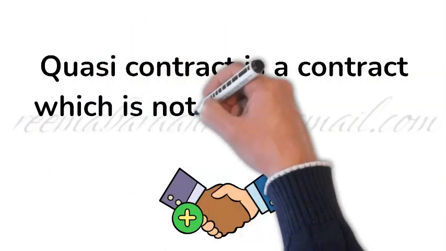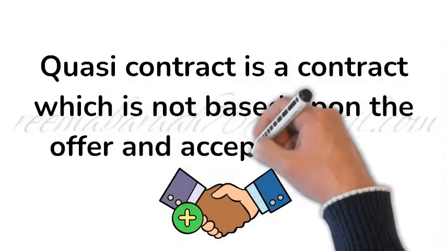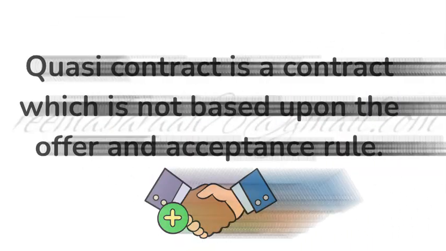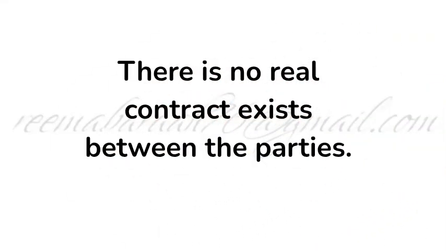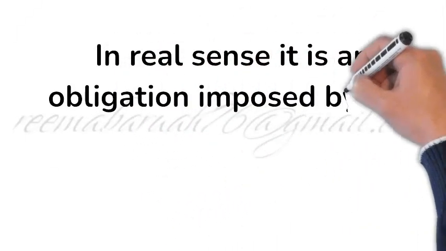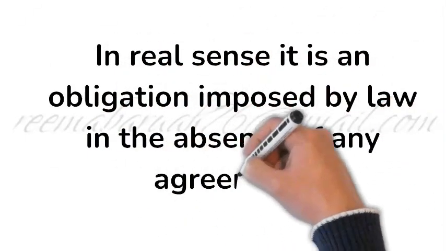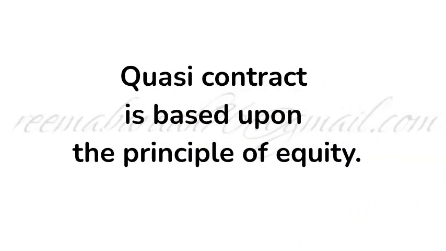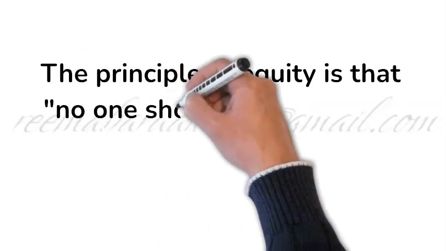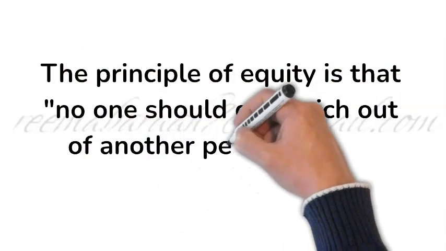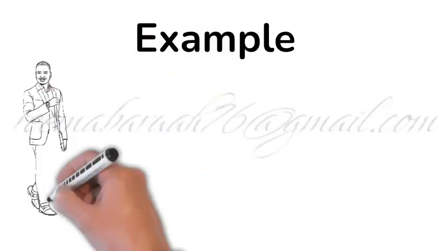Quasi-contract is a contract which is not based upon the offer and acceptance rule. There is no real contract between the parties. In real sense, it is an obligation imposed by law in the absence of any agreement. Quasi-contract is based upon the principle of equity. The principle of equity is that no one should grow rich at another person's cost.